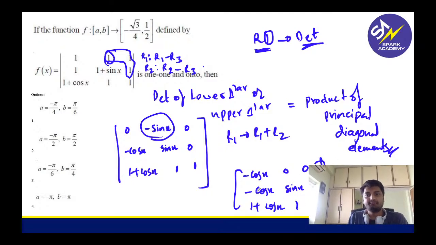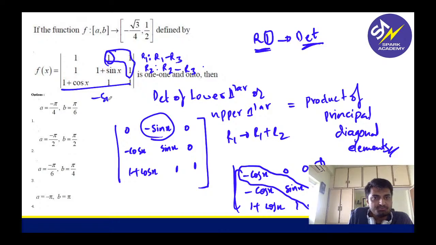Now what will be the determinant, guys? The determinant will just be the product of the diagonal elements. So I can take this as minus sin x cos x. So this is what we are getting actually. So my function is minus sin x cos x. Now your range is given, right? Domain, can you verify the options?